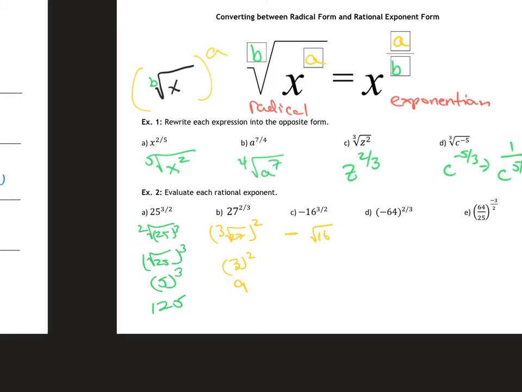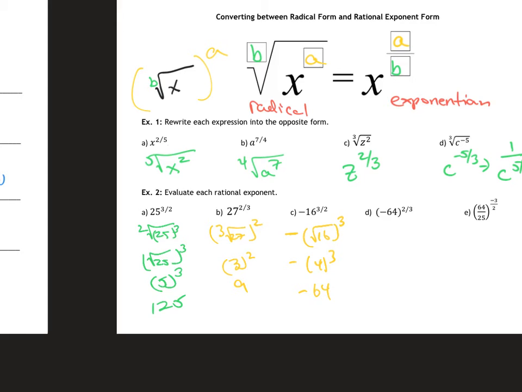So I got the square root of 16. I know what that is, so I'm gonna go ahead and put the parentheses on the outside. So that gives me a negative 4 to the third power. 4 to the third power is 64. 4 times 4 is 16 times 4 is 64. So you end up getting negative 64.